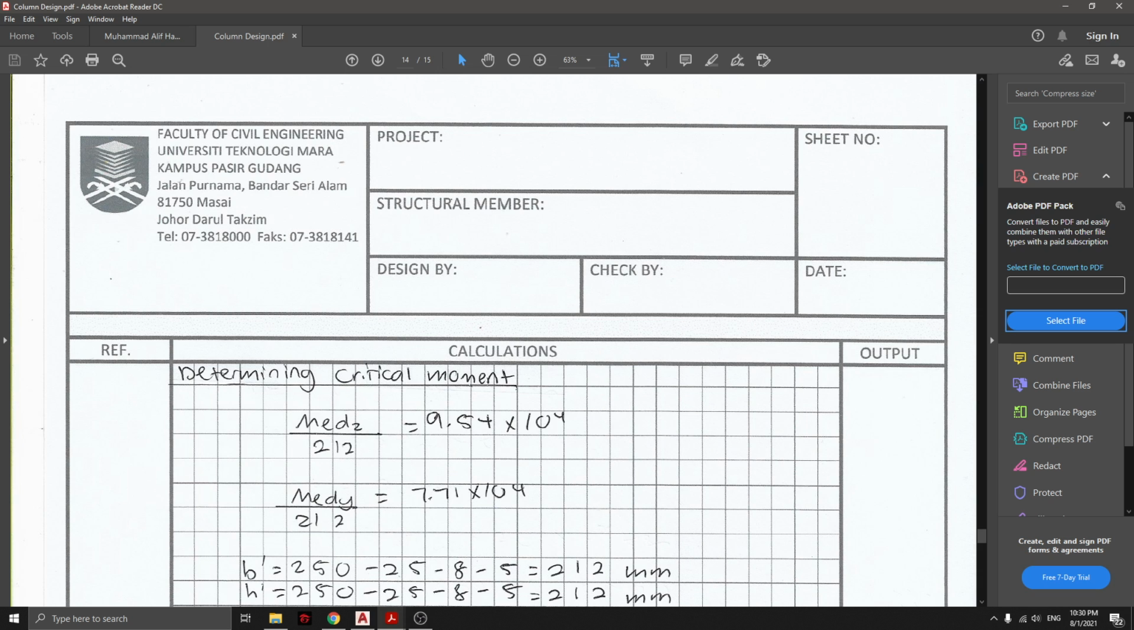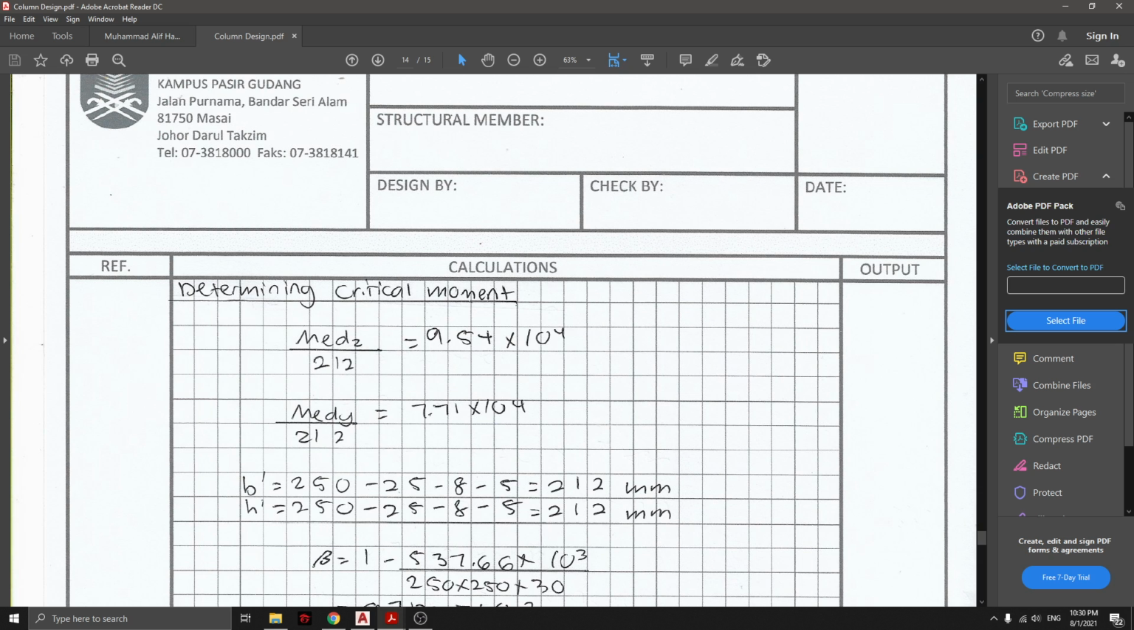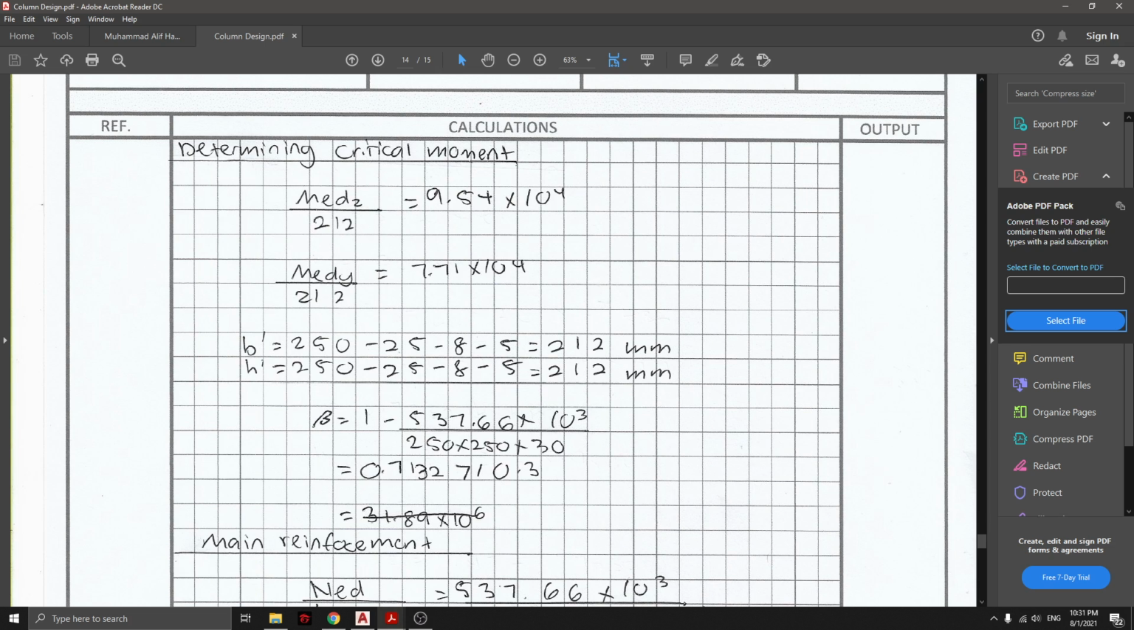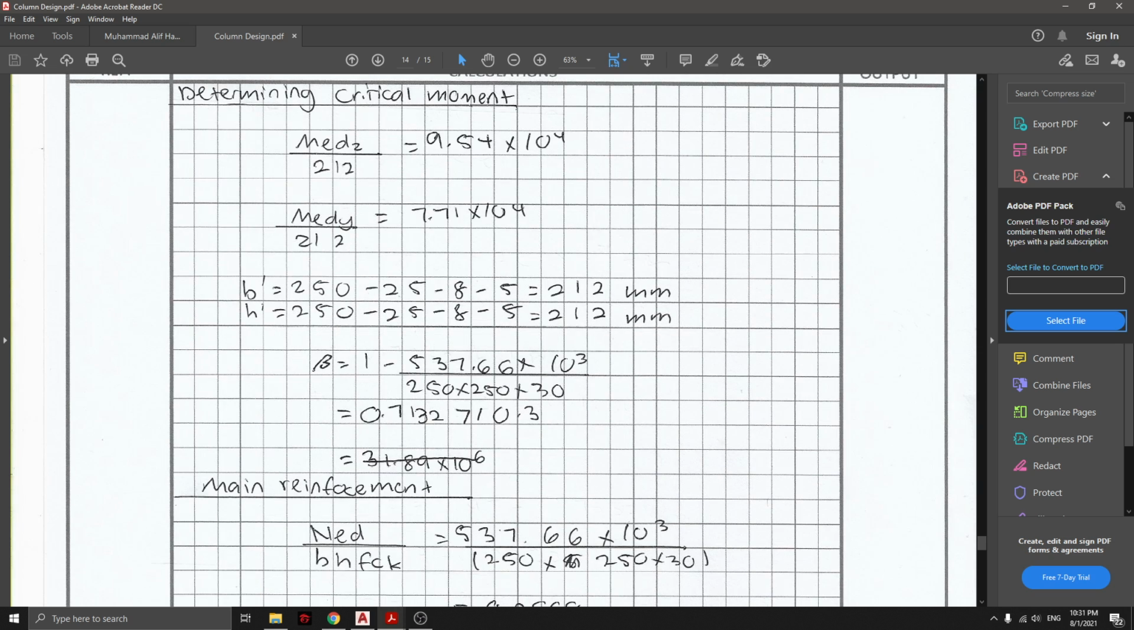And then we determine critical moment, MEDZ, MEDY, my H. Then we find beta 1 minus moment over BH FCK. We got 0.7132 greater than 0.3.